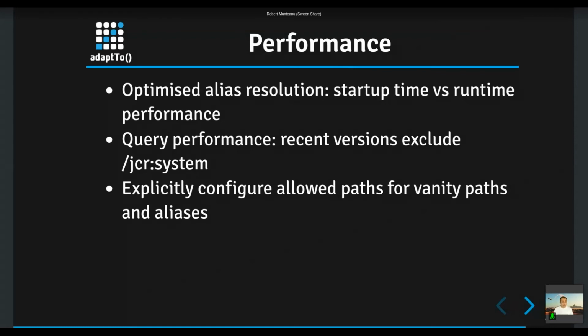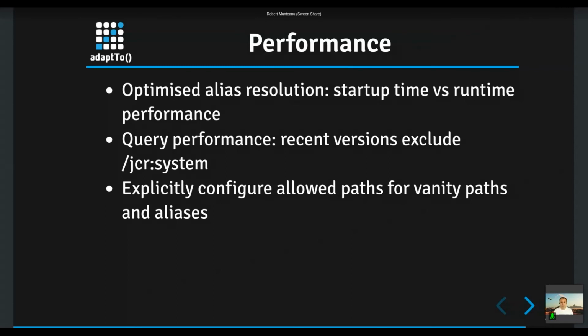And then we have this option to configure allowed paths for vanity paths and aliases. So the queries can now be scoped to certain subtrees. For instance, if you know that you only have them under /content or even a certain subpath of /content, you can configure those for both querying and observation.